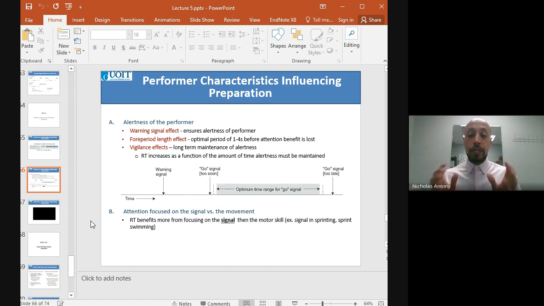But when you have your attention focused on the signal, your reaction time decreases compared to when you're focused on your movements. If you are trying to process and consciously think about all the different movements required, if you are focusing in on your movements, it's more things, more processing, and it tends to increase your reaction time or require more processing.